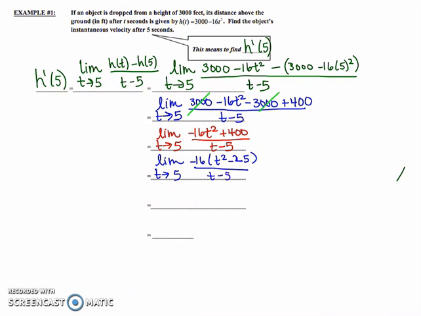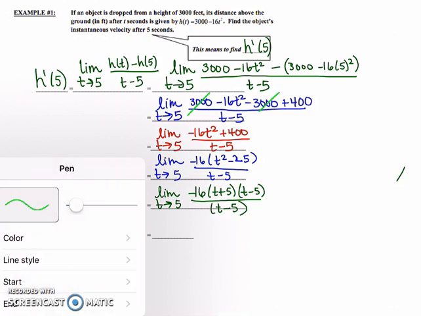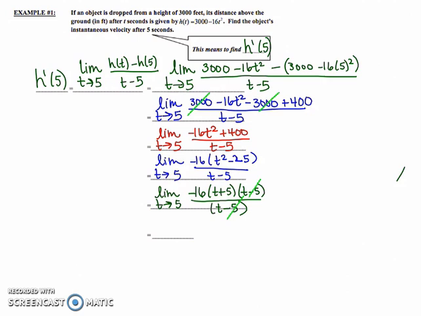And then that t squared minus 25, that is a difference of squares. So this becomes the limit as t approaches 5 of negative 16 times t plus 5 times t minus 5 all over t minus 5. And then of course I get to simplify and cross out those factors of t minus 5 right there and right there. So I end up with the limit as t approaches 5 of negative 16 times t plus 5. So then when I plug in 5 for t, I end up with negative 16 times 5 plus 5, which is negative 16 times 10, which is negative 160.